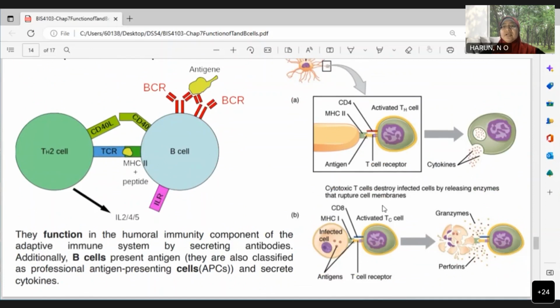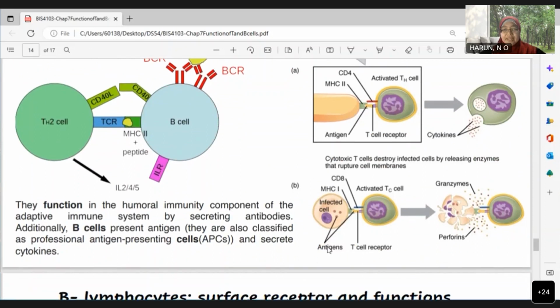of the pathogens. Following that, the antigen, the T cell receptor, this is MHC class 1, definitely for CD8. Okay, MHC class 2 is for the CD4. Again, the same process happened. Okay, and inside our cytoplasm, we have granzyme and also perforin that will rupture or help in ensuring the destruction of the cell membranes of the antigen.